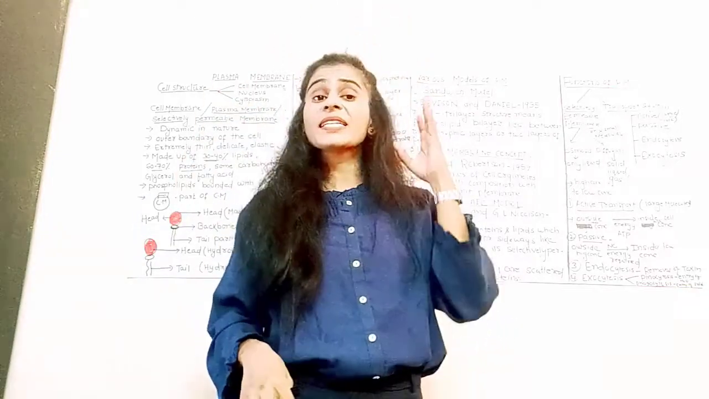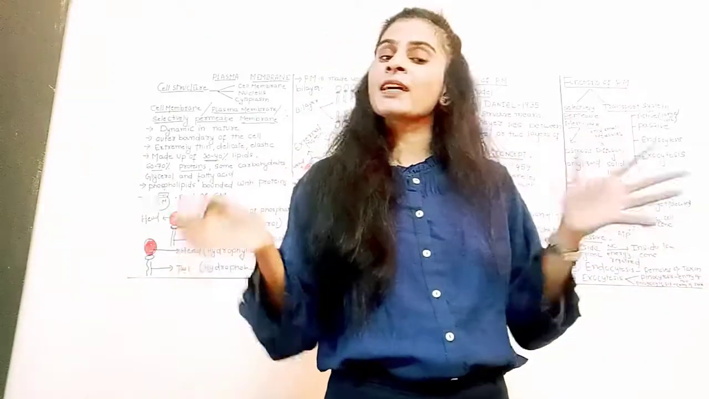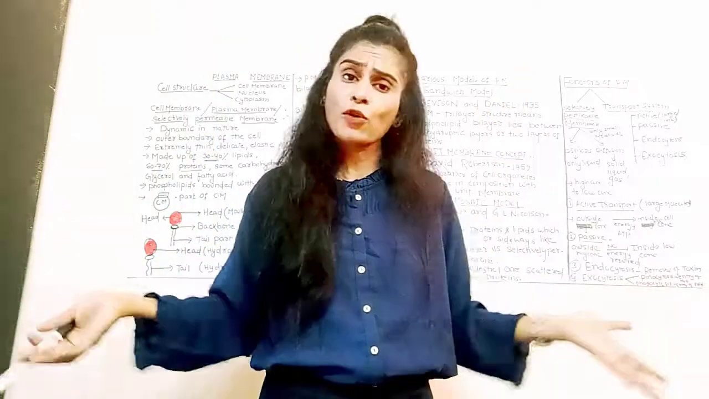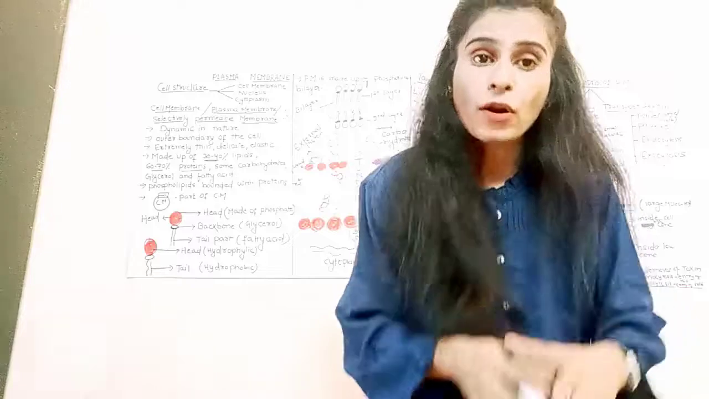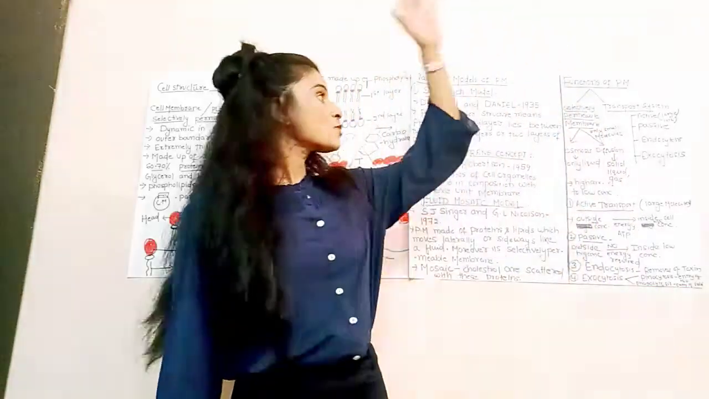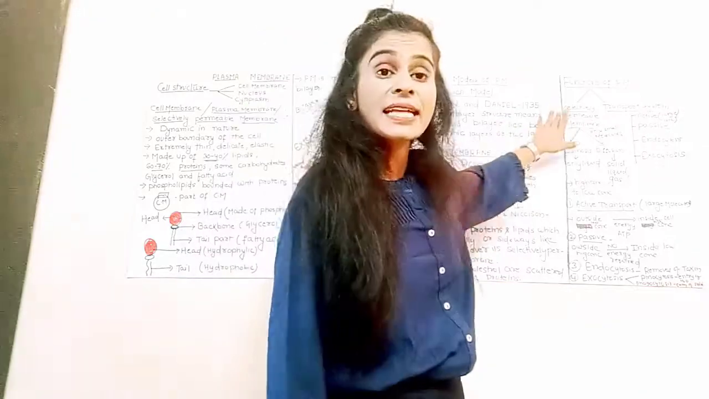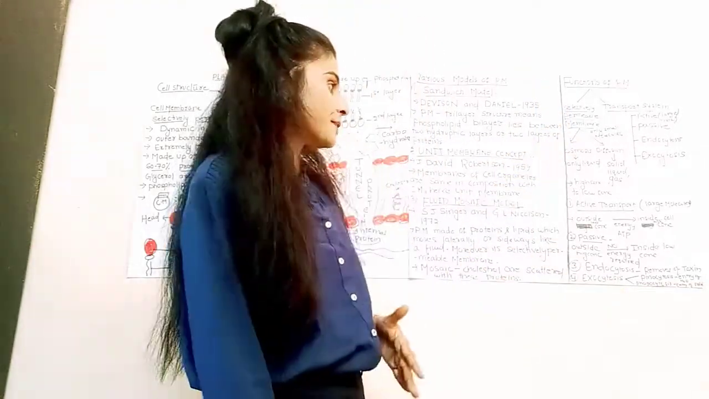When the surrounding medium has lower concentration as compared to the cell, the cell loses water. And the third one is isotonic solution. On both sides, the concentration is the same, so there is no net gain or loss of water, and such a solution is called an isotonic solution. This is the most important function of the plasma membrane, that is, selectively permeable membrane through osmosis and diffusion.